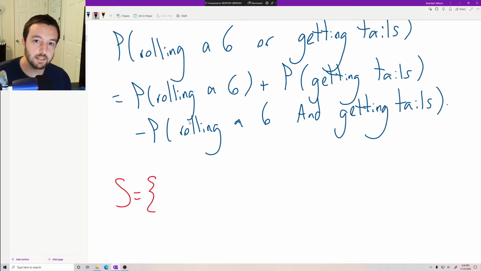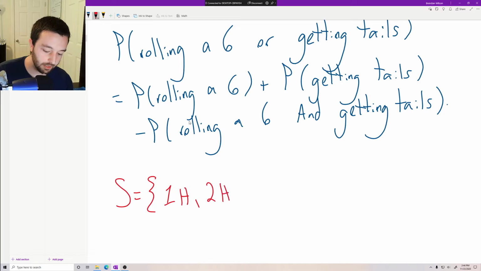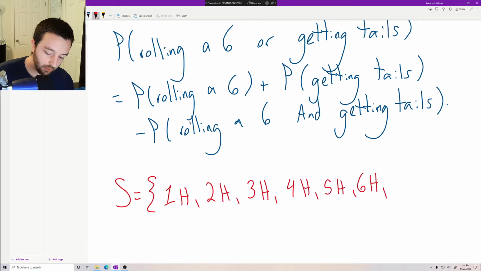So we're rolling a die and we're flipping a coin. What are the possible combinations? Well, we could get a 1 and a heads, a 2 and a heads, 3 and a heads, etc. for all the numbers. Or we could get a 1 and a tails, a 2 and a tails, etc.